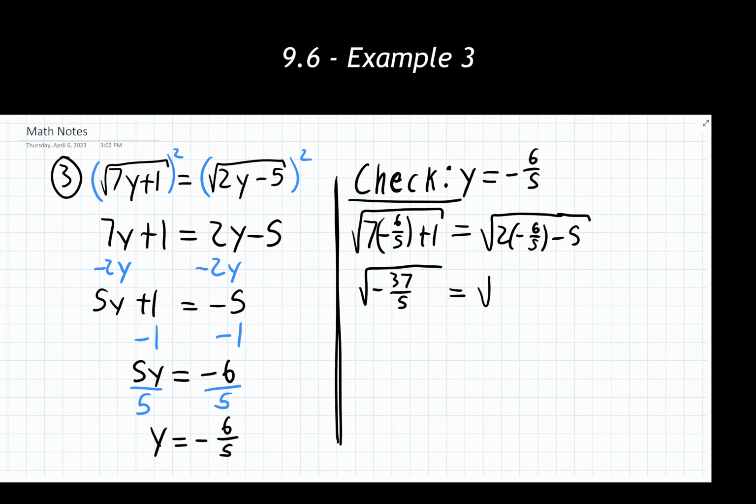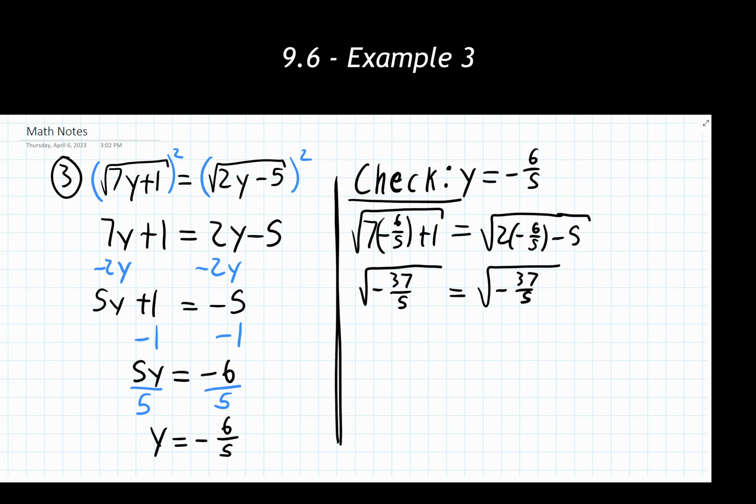On the right-hand side, I'm getting the square root of, and I'm going to again plug that entire radicand into my calculator and let that do a bunch of the heavy lifting for me. And I'm getting a negative 37 over 5 over here as well.